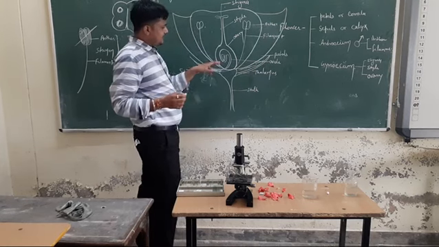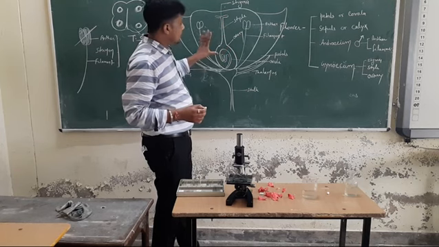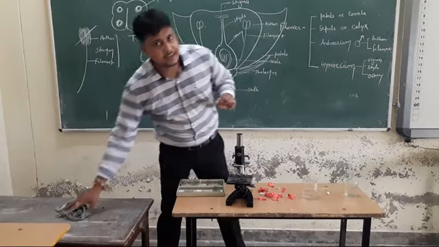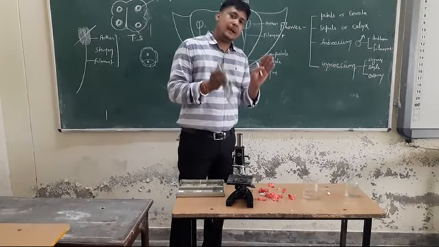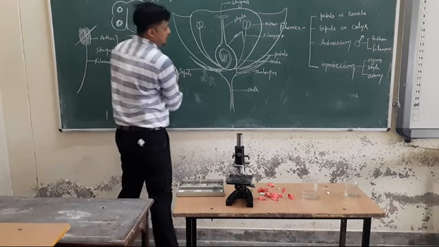And next is the ovary. That is called the ovary. You already know what the petals are and what the sepals are. I am just making the male parts and female parts. This is the flower, and I am going to make the male and female parts.